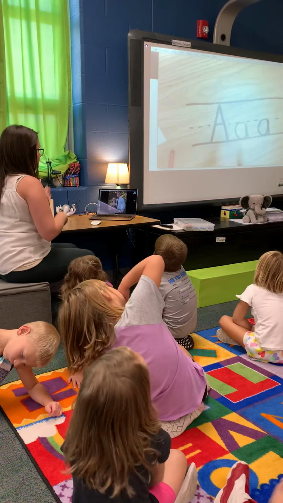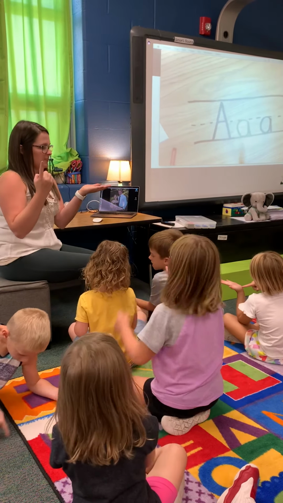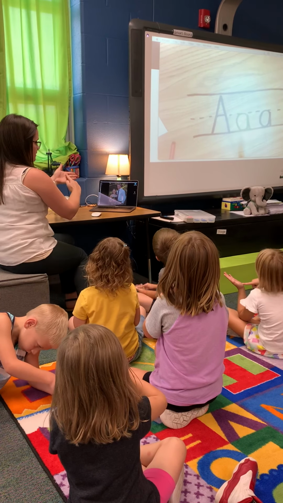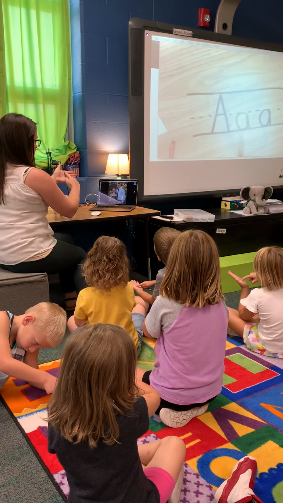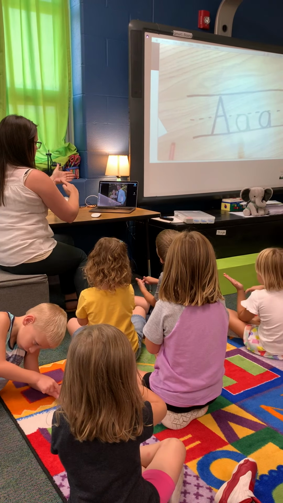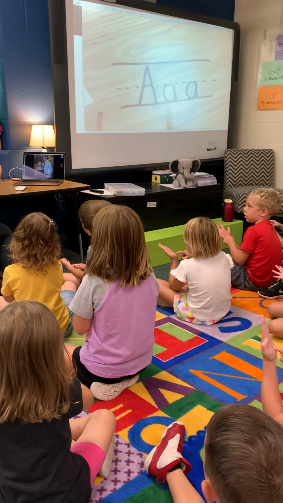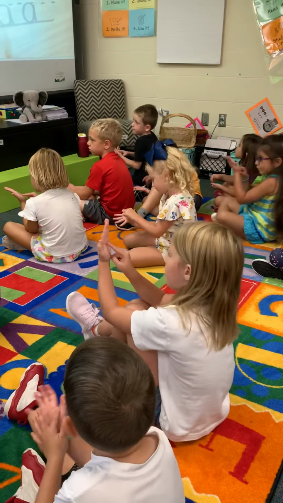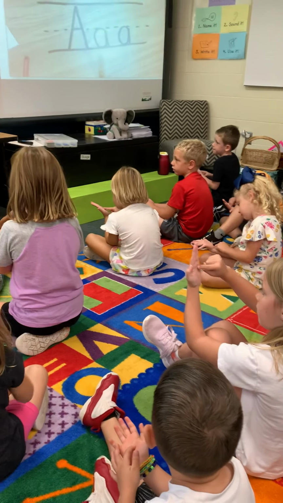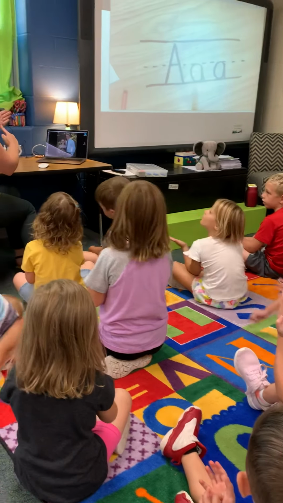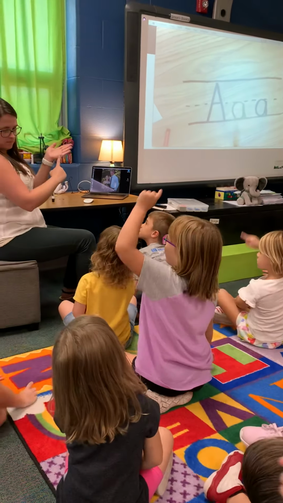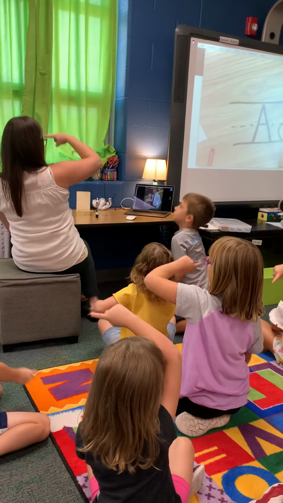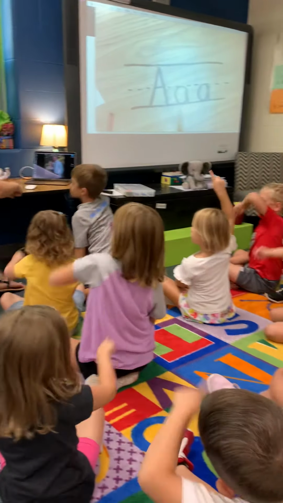Ready? Get your papers out. Get your pens out. Okay, we're gonna practice writing our a. Start at the top. Go around. Back up. Down. Okay, don't pick your pencils up. Try it again. Around. Up. Down. Let's make it really big in the air. Are you ready? Start at the top. Go around. Back up. And straight down.